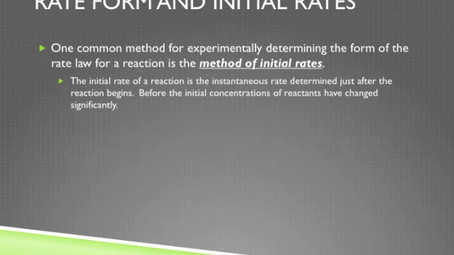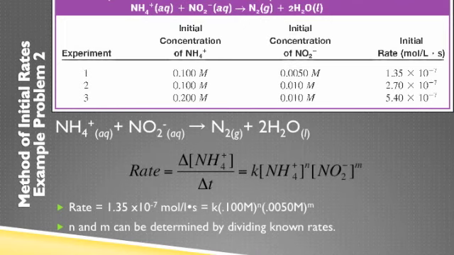One common method for experimentally determining the form of the rate law for a reaction is called the method of initial rates. The initial rate of a reaction is the instantaneous rate that is determined just after the reaction begins, before the initial concentrations of the reactants actually have a chance to change significantly. To use the method of initial rates to determine rate order, we compare results from a series of experiments with the same reaction. In the example I have on the slide, 3 experiments are run with the same reaction, but each experiment starts with a different set of concentrations of the reactants.